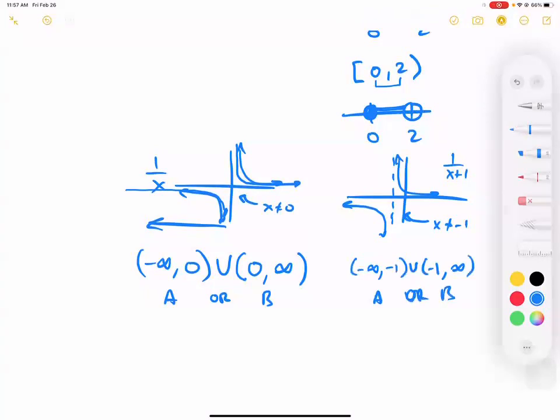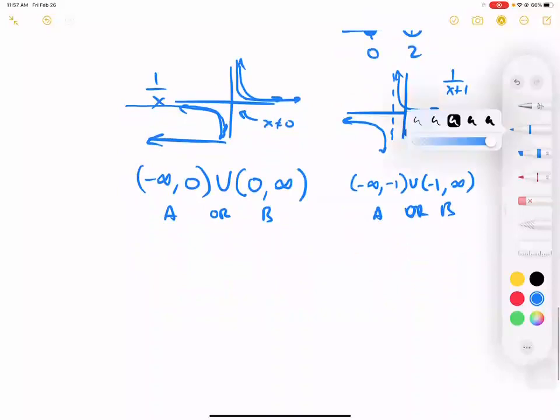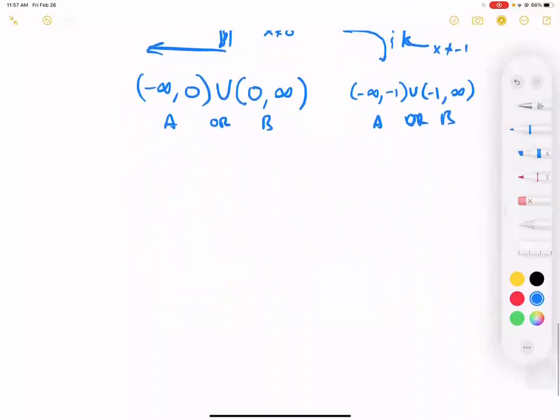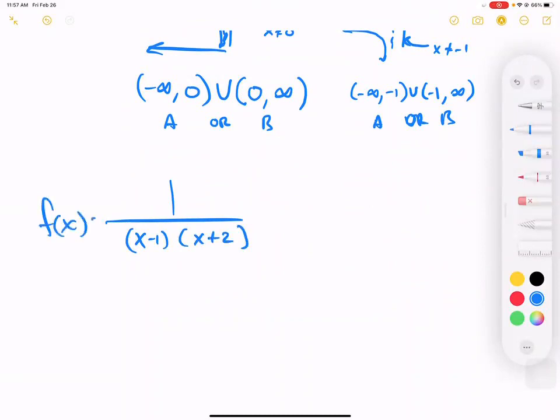We're going to look at this idea of domain one more time as we look at our next problem, and this is going to be our last example today. The example is going to be 1 over (x minus 1)(x plus 2). Now, this is my function here, and I have more than one value that I'm not allowed to have, because then we would be dividing by 0.